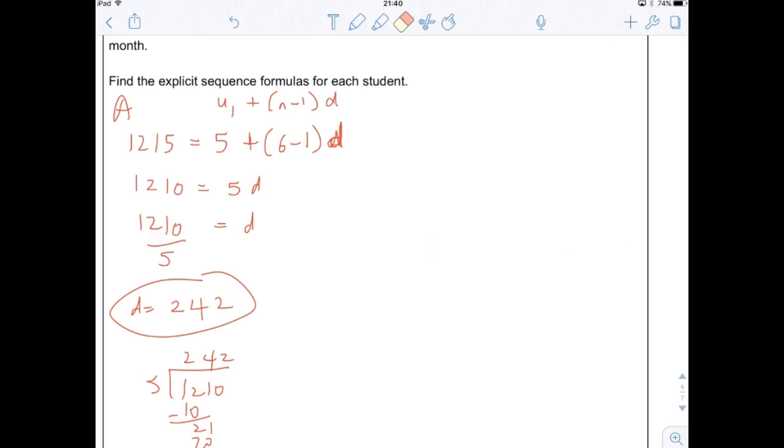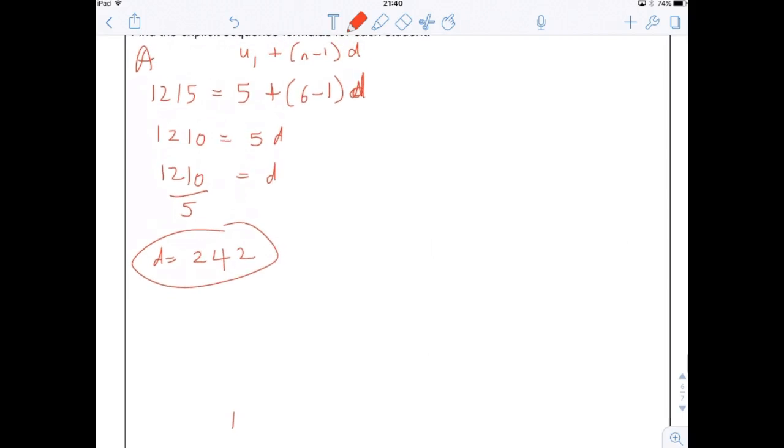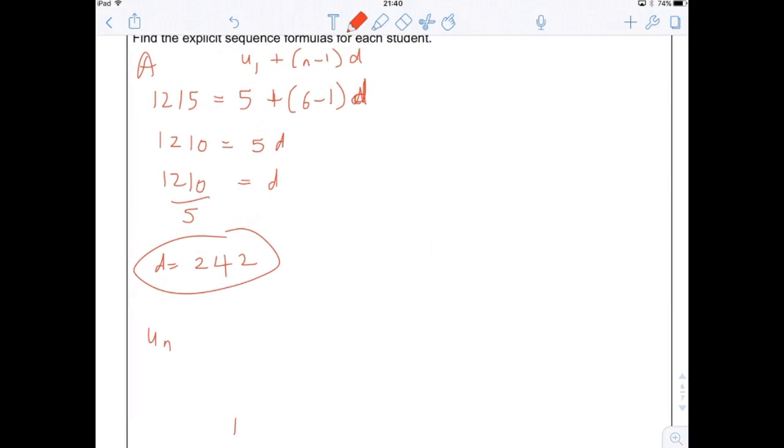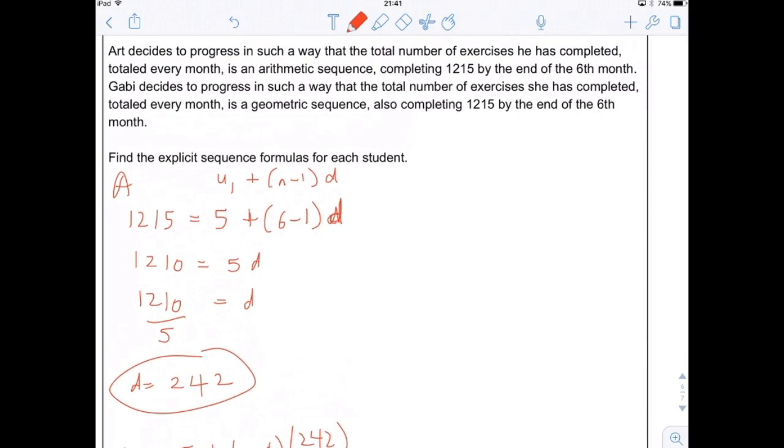Now we're going to write the explicit sequence formula. The way we do that is we just rewrite what we put up there, except now we're going to fill everything in. So un equals u1 plus n minus 1 times d. So guess what d is? d is negative 3. Guess what u1 is? u1 is 5. Okay? No, wait. d is not 3. d is 242. Sorry about that.